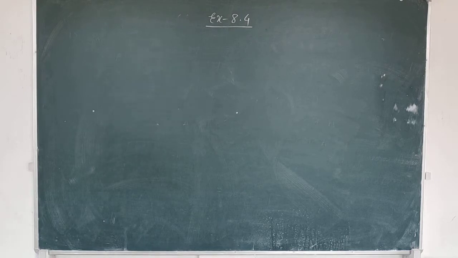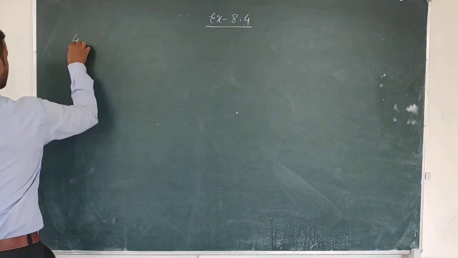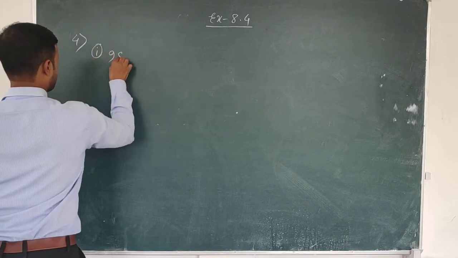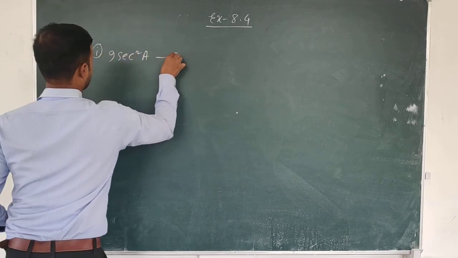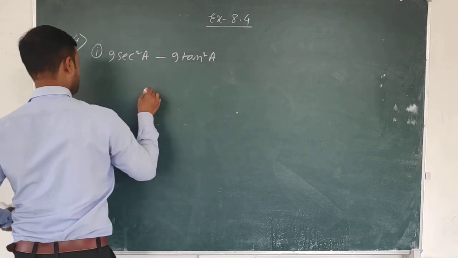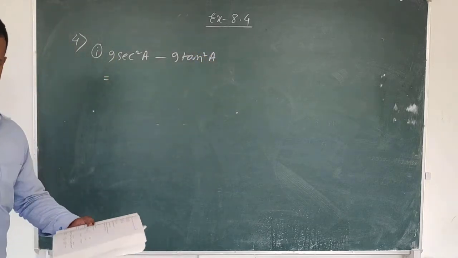So number 4, let us see, students. Number 4, number 1, MCQs these are, okay. 9 sec square a minus 9 tan square a is equal to how much? You need to find, okay.